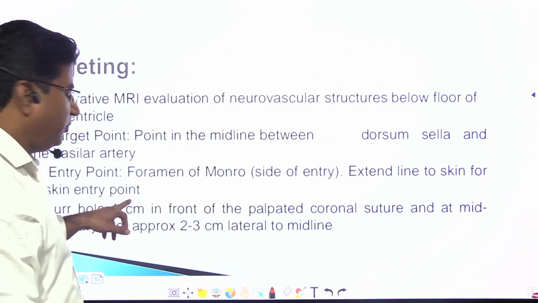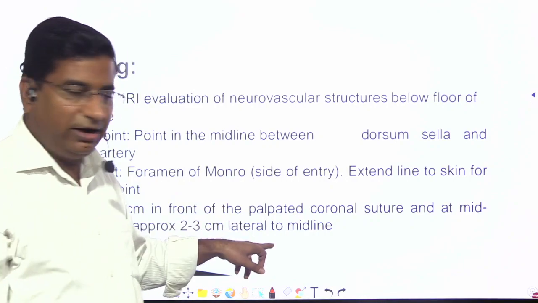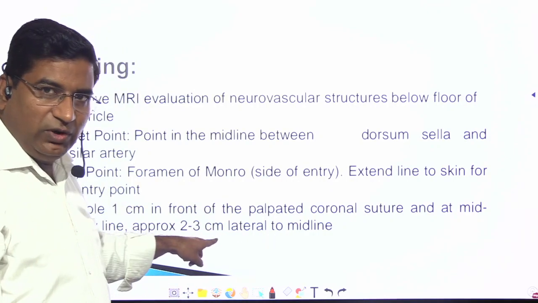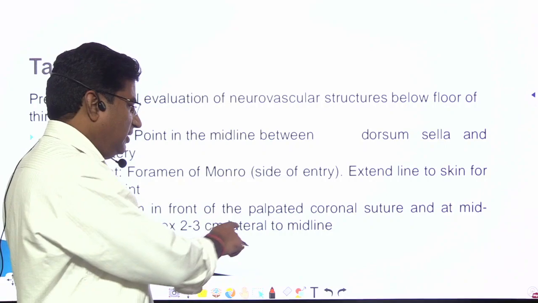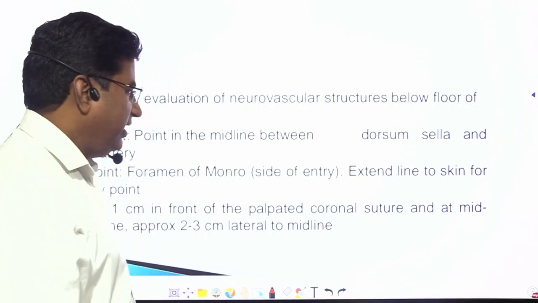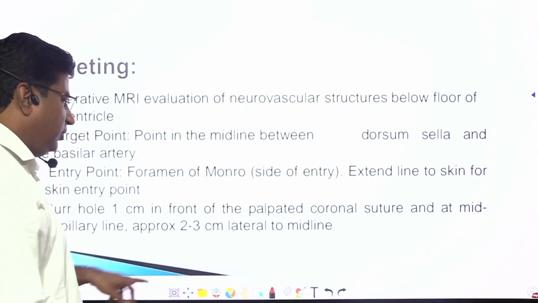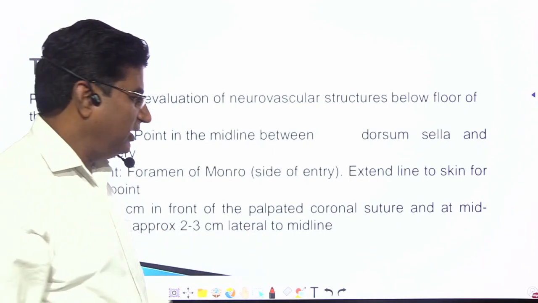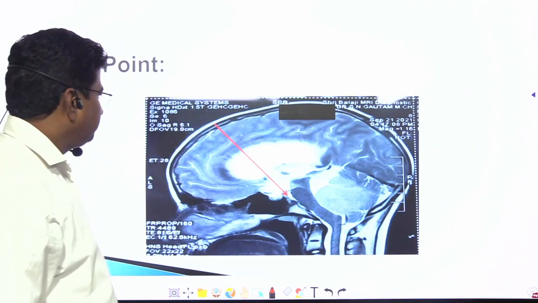After deciding the skin entry point, the burr hole is made 1 centimeter anterior to the palpable coronal suture, at the mid-pupillary line, approximately 2 to 3 centimeters lateral to the midline.